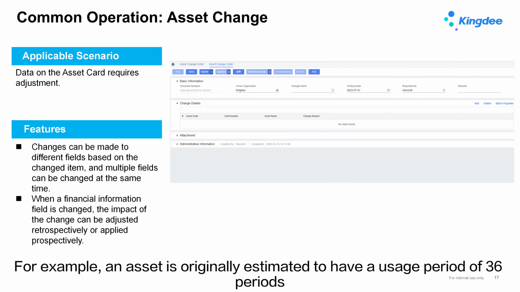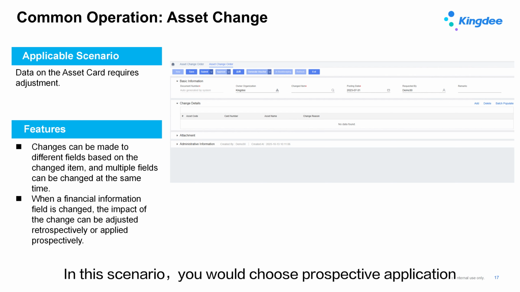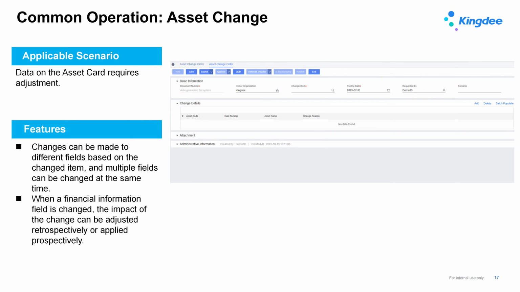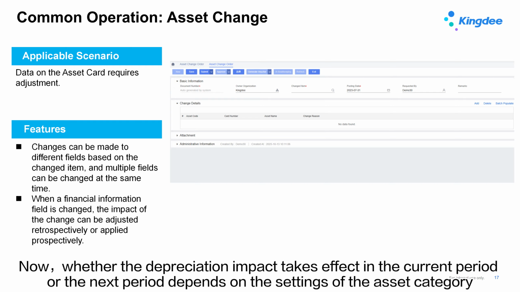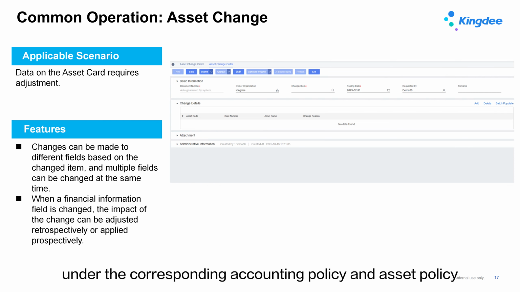For example, an asset is originally estimated to have a usage period of 36 periods. But later, due to new technology, its usage period needs to be shortened to 24 periods. In this scenario, you would choose prospective application. Now, whether the depreciation impact takes effect in the current period or the next period depends on the settings of the asset category, under the corresponding accounting policy and asset policy.